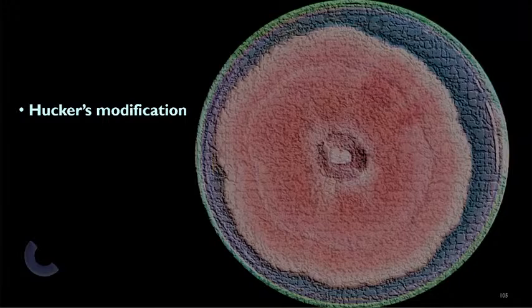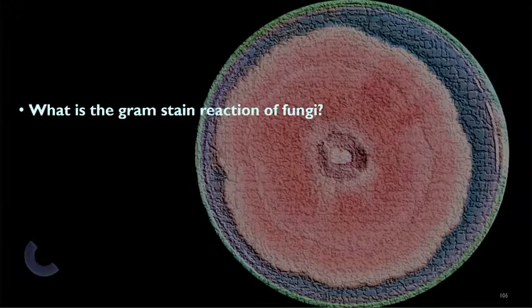You understand that you need a KOH step prior to starting your gram staining procedure. Now, because we're doing gram staining, what is the gram stain reaction of fungi? Is it gram positive or gram negative? Raise your hand if you know the answer. I think a majority of you know the answer already. I just wanted to see if you guys know. Is it gram positive or gram negative?